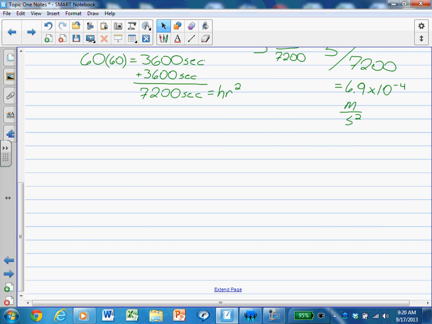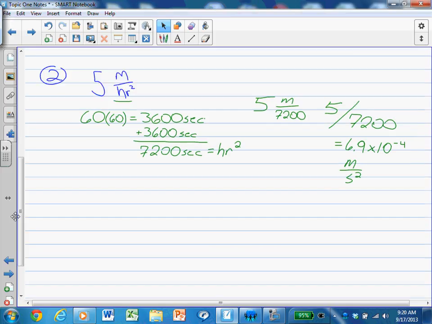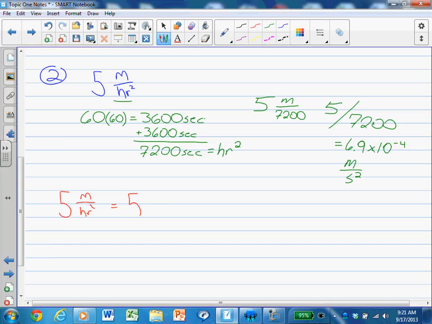Now, the problem is the adding together the seconds, I believe. So if you use the method that I was showing you, you have meters per hour squared, right? The meters is fine, but we have to change the hours to, what, seconds, right? But if we look at it, this is the same thing as meters per hour times hour, isn't it? Right?